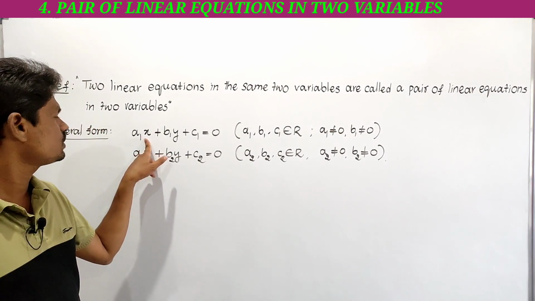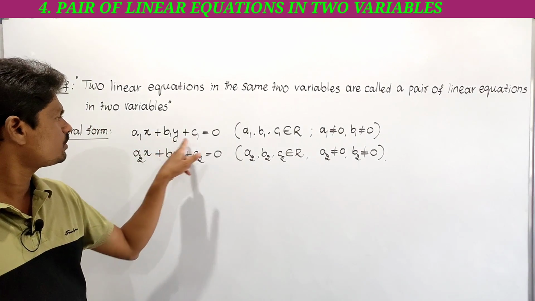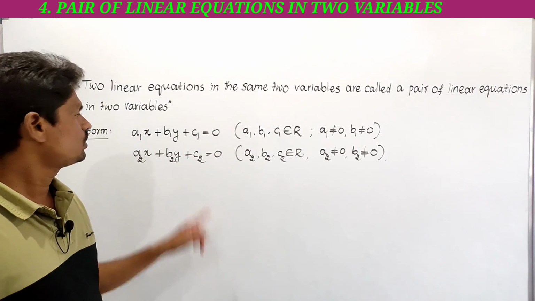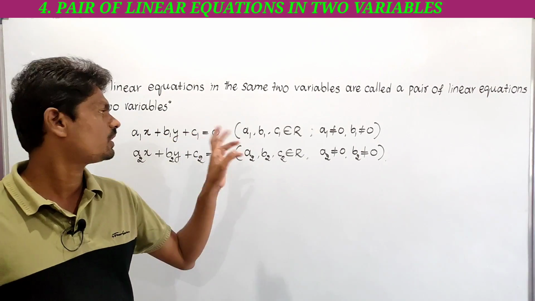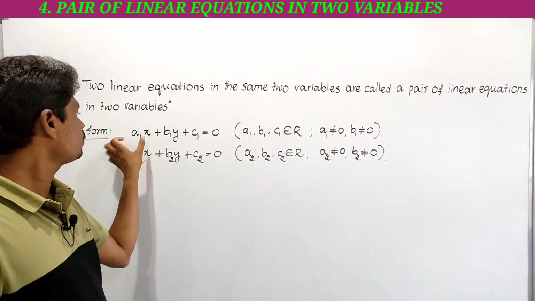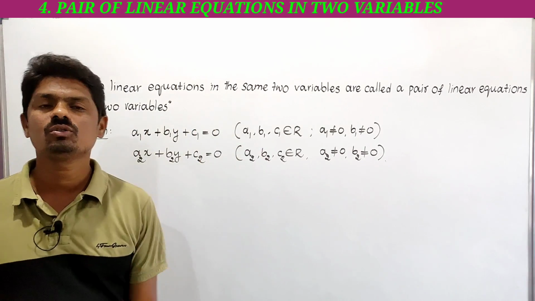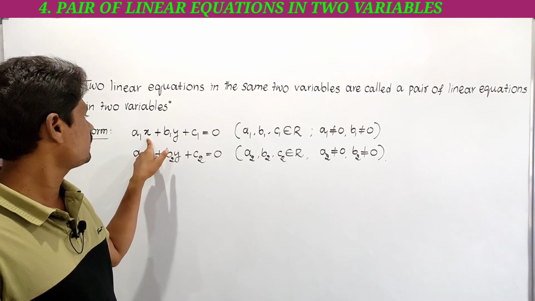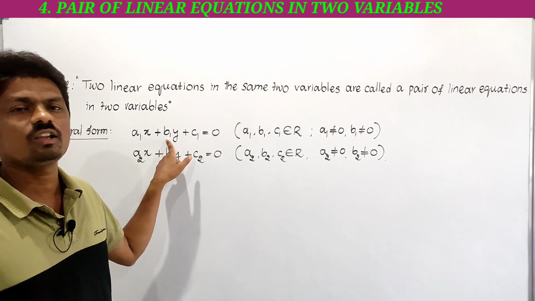So here, if a1 is 0, this whole term becomes 0, and then we have only b1y plus c1 equal to 0. So it is a linear equation in one variable. In the same way, if b1 is equal to 0, then that term becomes 0, and we have only a1x plus c1 equal to 0. Again it is a linear equation in one variable. So the condition is a1 is not equal to 0, b1 is not equal to 0.